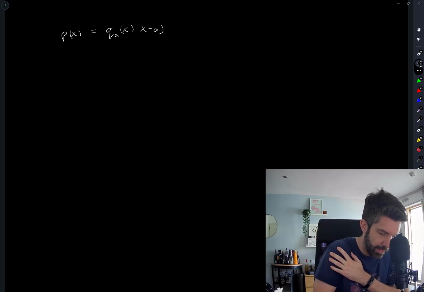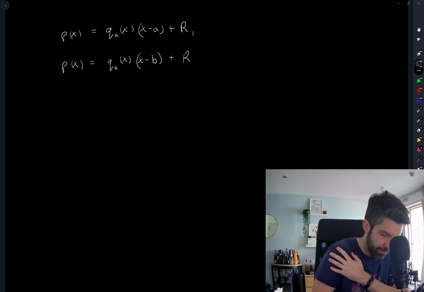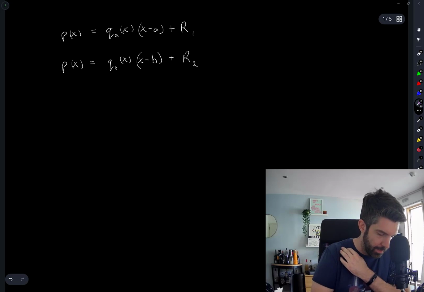Okay, so let's say p of x is our polynomial. And by definition of polynomial division and remainders and so on, I'll say that this is equal to q sub a of x times x minus a, plus r1. And we also have that p of x is equal to q sub b of x times x minus b, plus r2. So this is what it means if I take the polynomial and divide by x minus a. The remainder is r1, and the quotient is qa. And when we divide by x minus b, the quotient is qb.